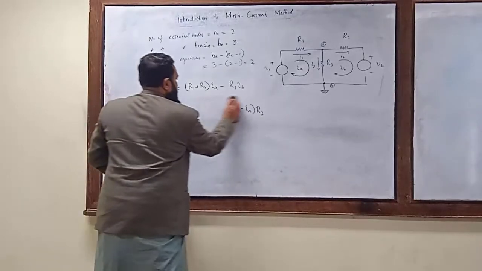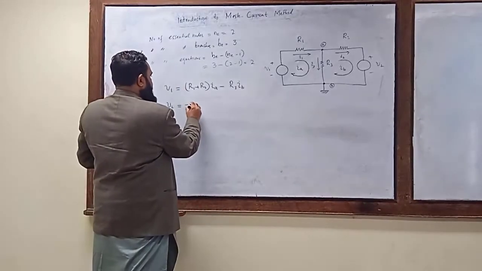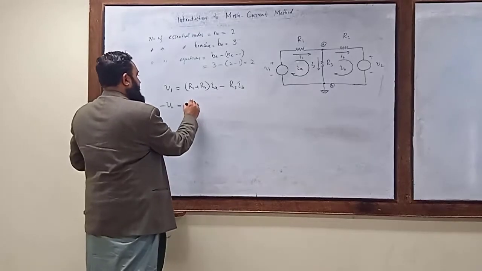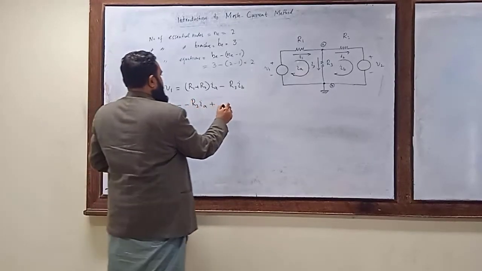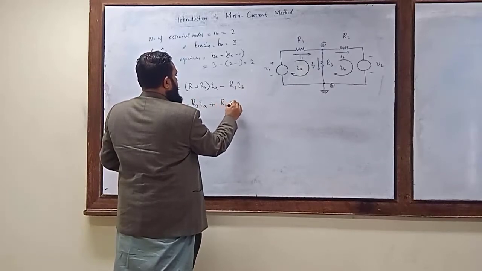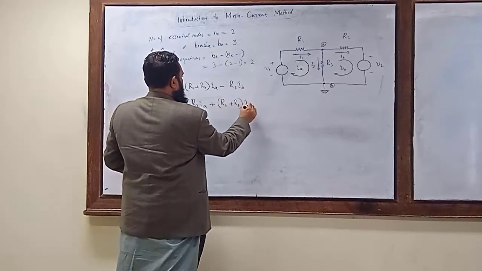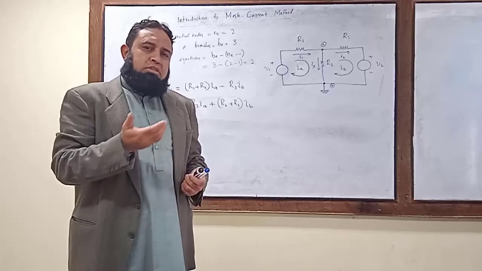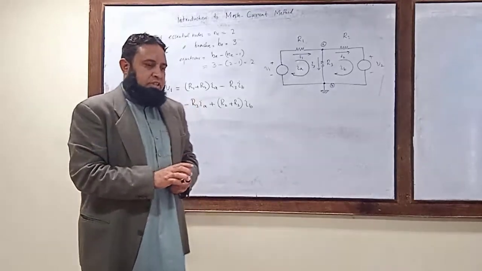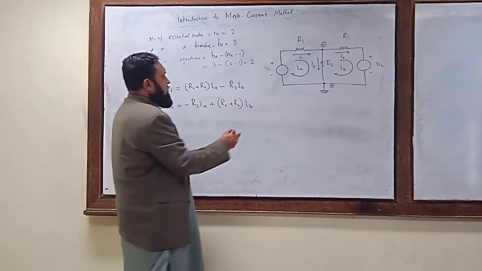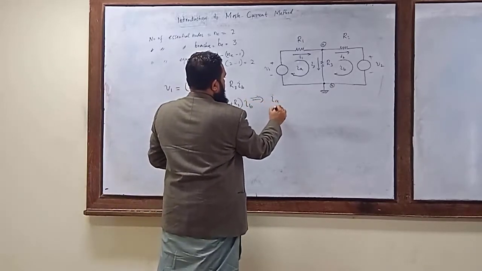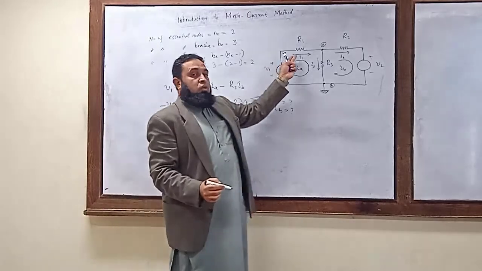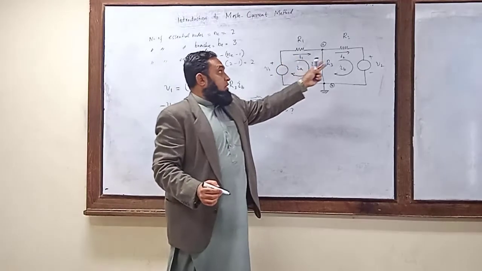And from the second expression we can write minus R3 into IA plus (R2 plus R3) IB. Now we have these two equations, and you see this is more systematically written as compared to the first one. With these two equations, we will definitely compute IA and IB. And once we know IA and IB, we can determine I1, I2, and I3.